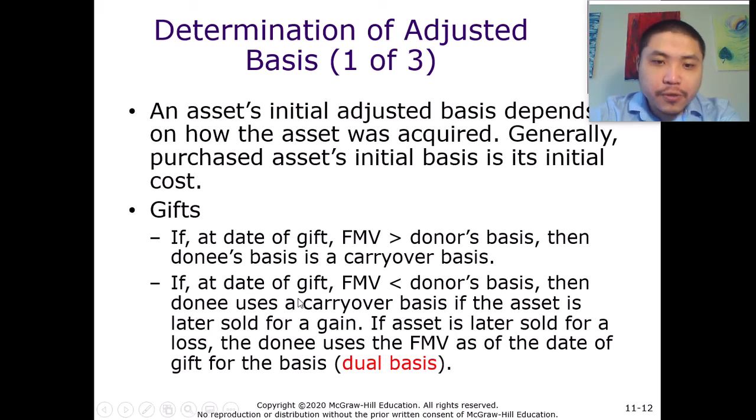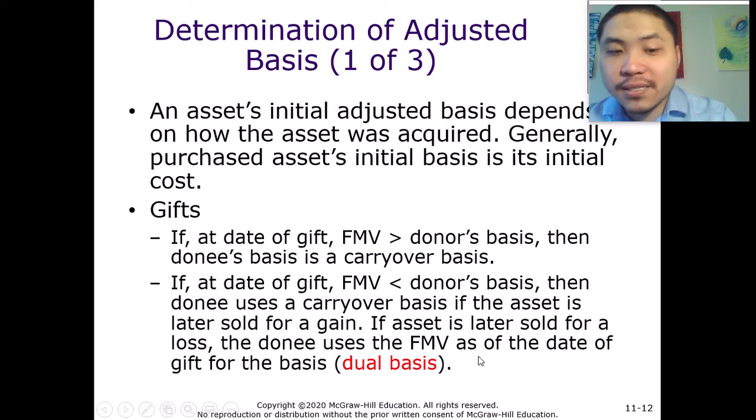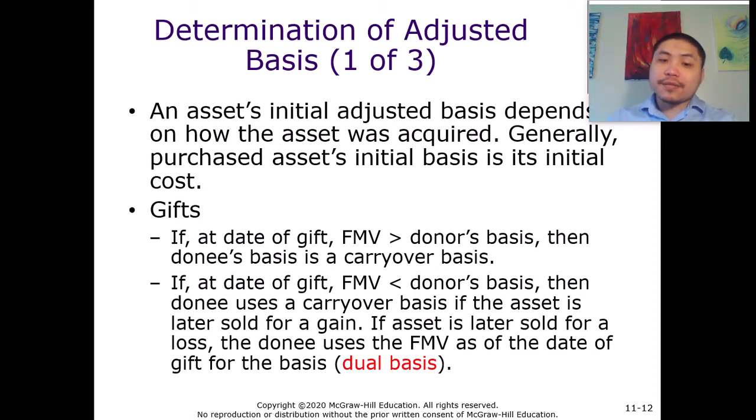The second scenario is when, at the date of the gift, the fair market value is smaller than the donor basis. Well, in this case, the donee is going to use the carryover basis if the asset is later sold for a gain. And if the asset is later sold for a loss, then the donee uses the fair market value at the date of the gift as the basis, right? So again, as I said, if there's a gain, it's the carryover basis.